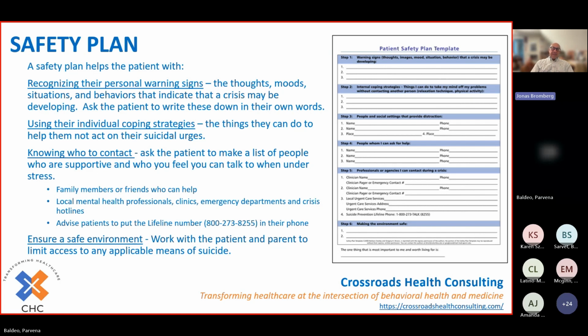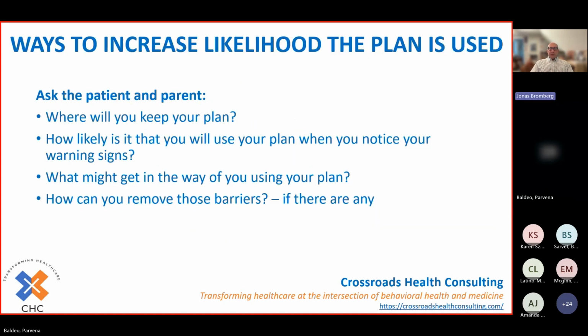We may supplement that with some suggestions that we have about useful coping strategies. Importantly, knowing who to contact: family members, friends that they can count on to be helpful, knowing how to access the established helplines, crisis teams, things like that. And then the things that the patient needs to do to help assure that the environment is safe, and when necessary, limiting access to the applicable means of suicide. Next, please.